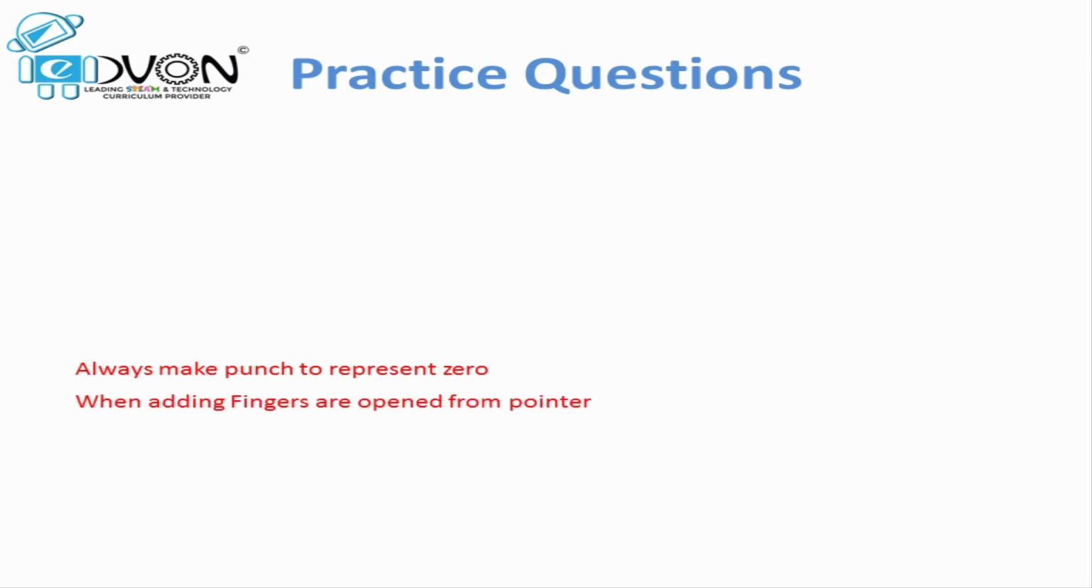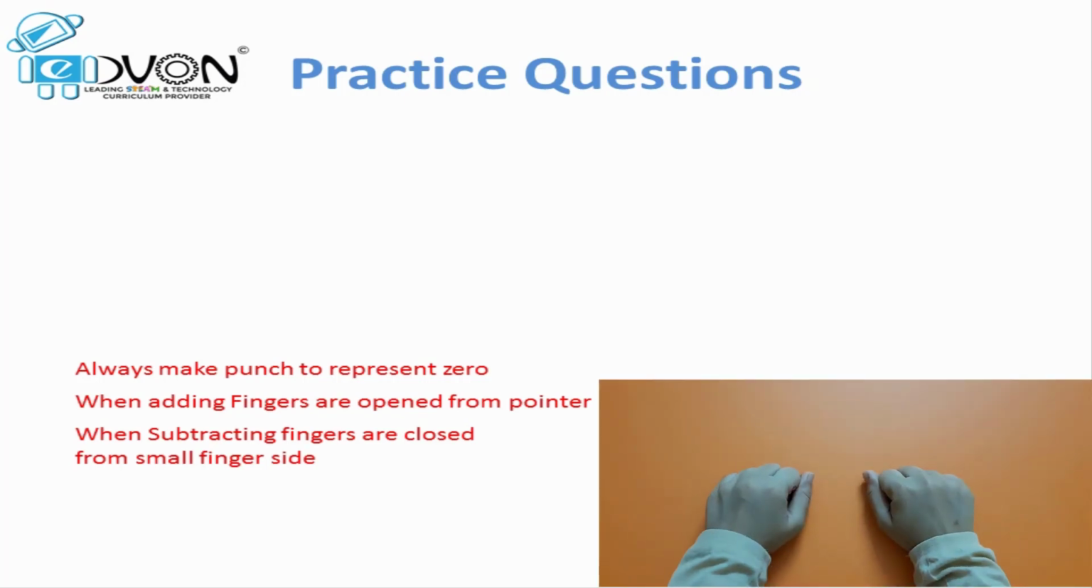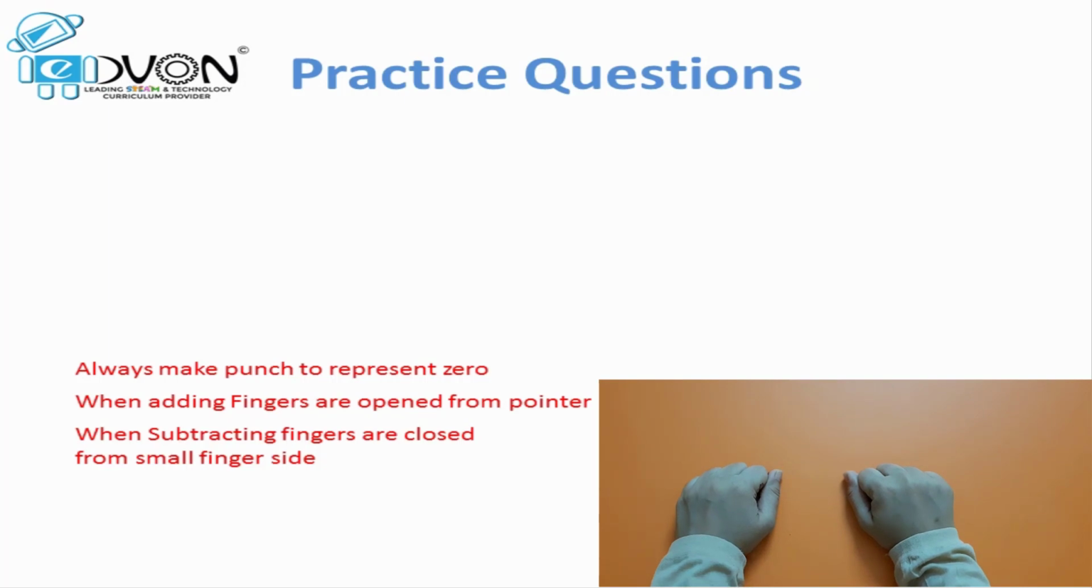Now we will practice few questions of addition and subtraction for different values. But before starting, keep few things in your mind. Always make 0 before starting a new question. When we are adding, we open fingers from pointer, and when we are subtracting, we close fingers from small finger side. Make a punch on both hands and keep your hands on any flat surface. Let's look at first question.